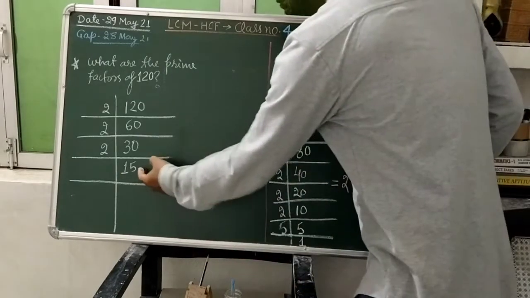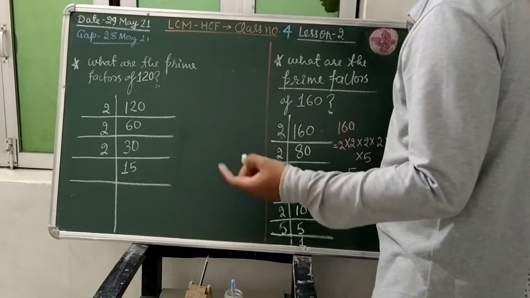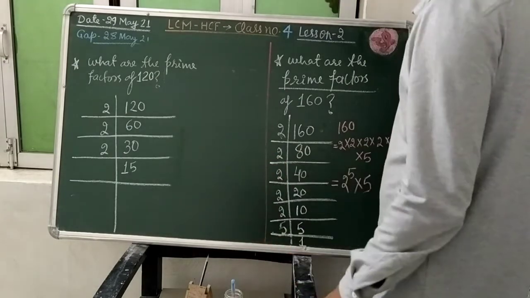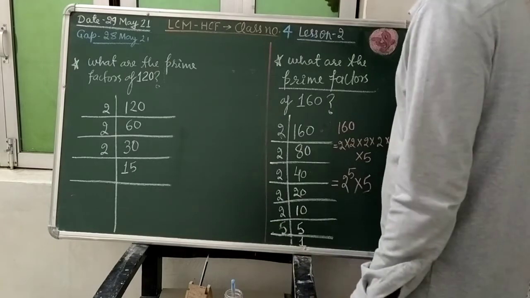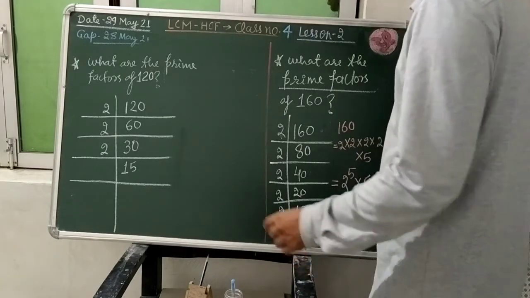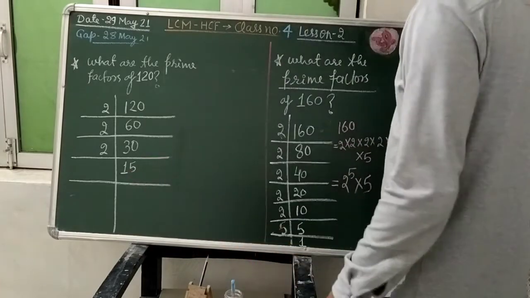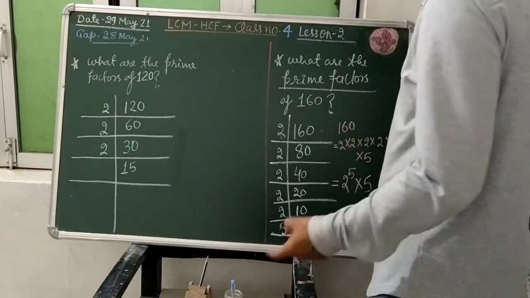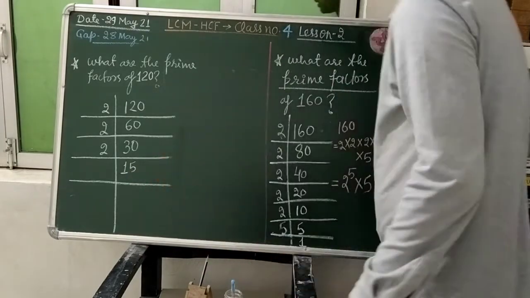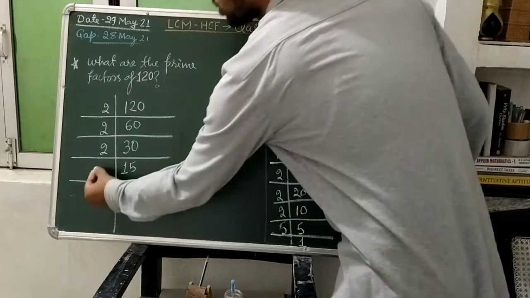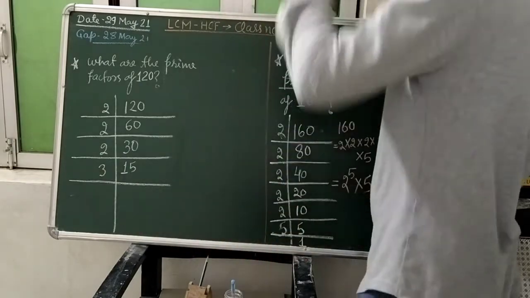As the unit place is an odd number, it is not divisible by 2. So 2 is not going to divide this. You can check that 15 is not divisible by 2. So is 3 going to divide this? Yes, 3 will divide it. 3 fives are 15, so that 3 we will select here.